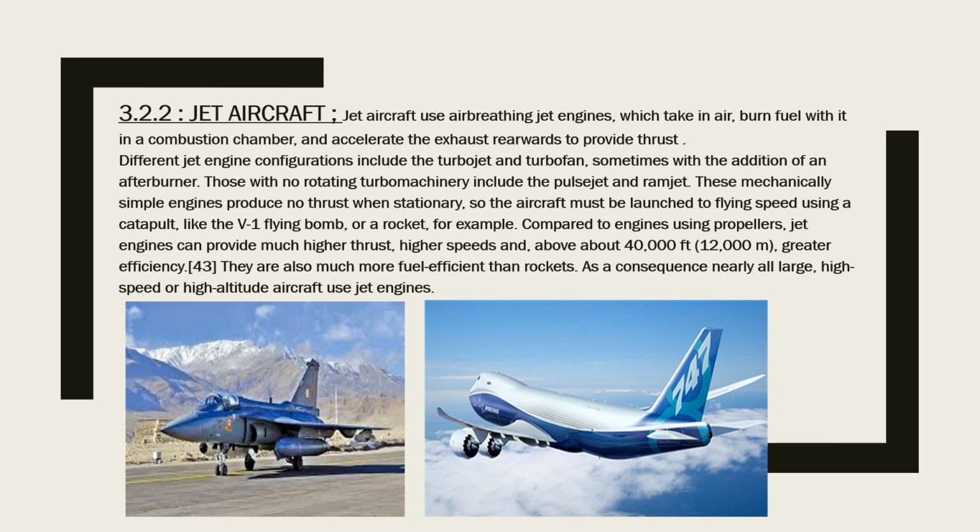The first image in the slide is an example of turbojet aircraft. The name of the fighter jet aircraft is HAL Tejas, which is developed by Hindustan Aeronautics Limited, and this is the first indigenous, that is made in India, aircraft. And the second image is the Boeing 747 aircraft, which is the example of turbofan aircraft.